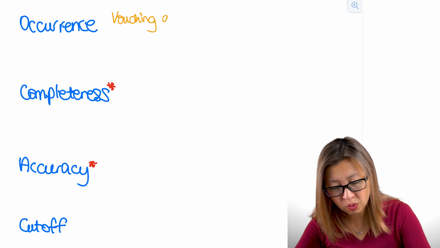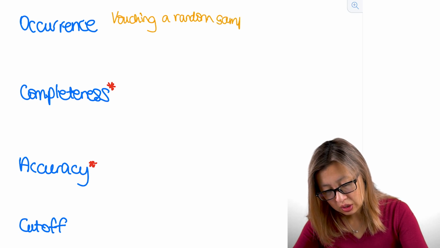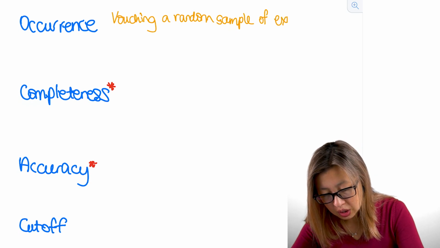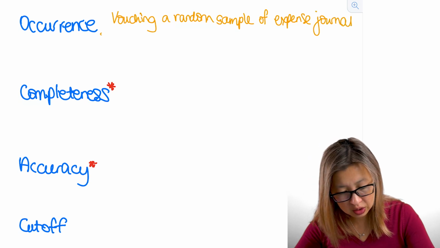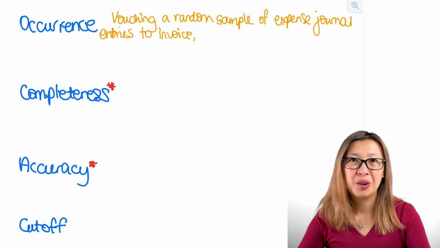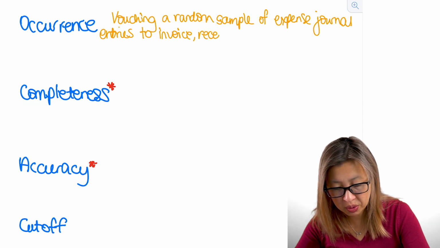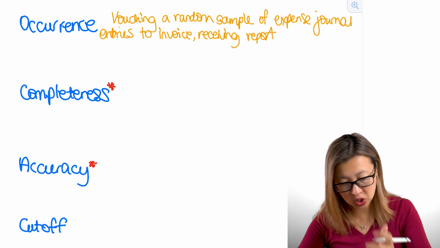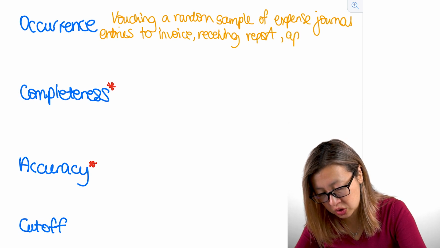So vouching a random sample of expense journals. I almost wrote sales journals there. Expense journal entries. All right, and we probably want to see some sort of invoice from the supplier, some sort of receiving report. Did we actually get the items or receive that particular service? We want to also make sure that there's an approved purchase request.